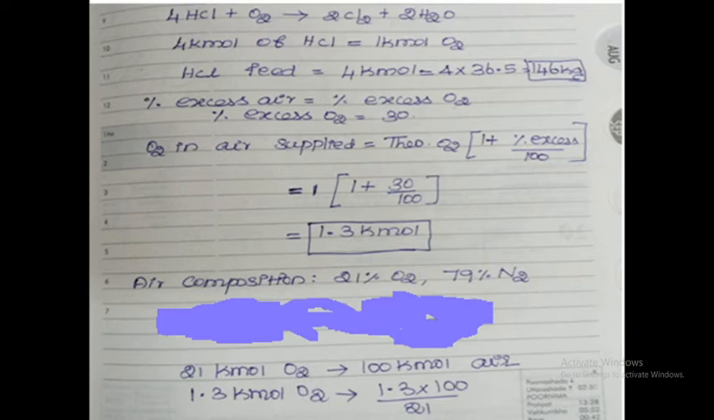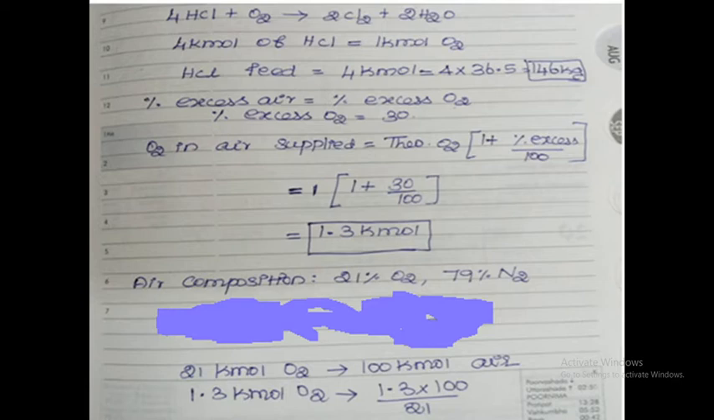First we are going to find out how much oxygen is in the air supply. This is the formula: theoretical oxygen into 1 plus percentage excess by 100. Theoretical oxygen, as per the reaction, is 1 kmol of oxygen required for 4 kmol of HCl. So oxygen in air supply is 1 times (1 plus 30 by 100). Finally we get oxygen in air supply 1.3 kilomole. Are you clear or not? Okay. So now we have how much oxygen in air supply.